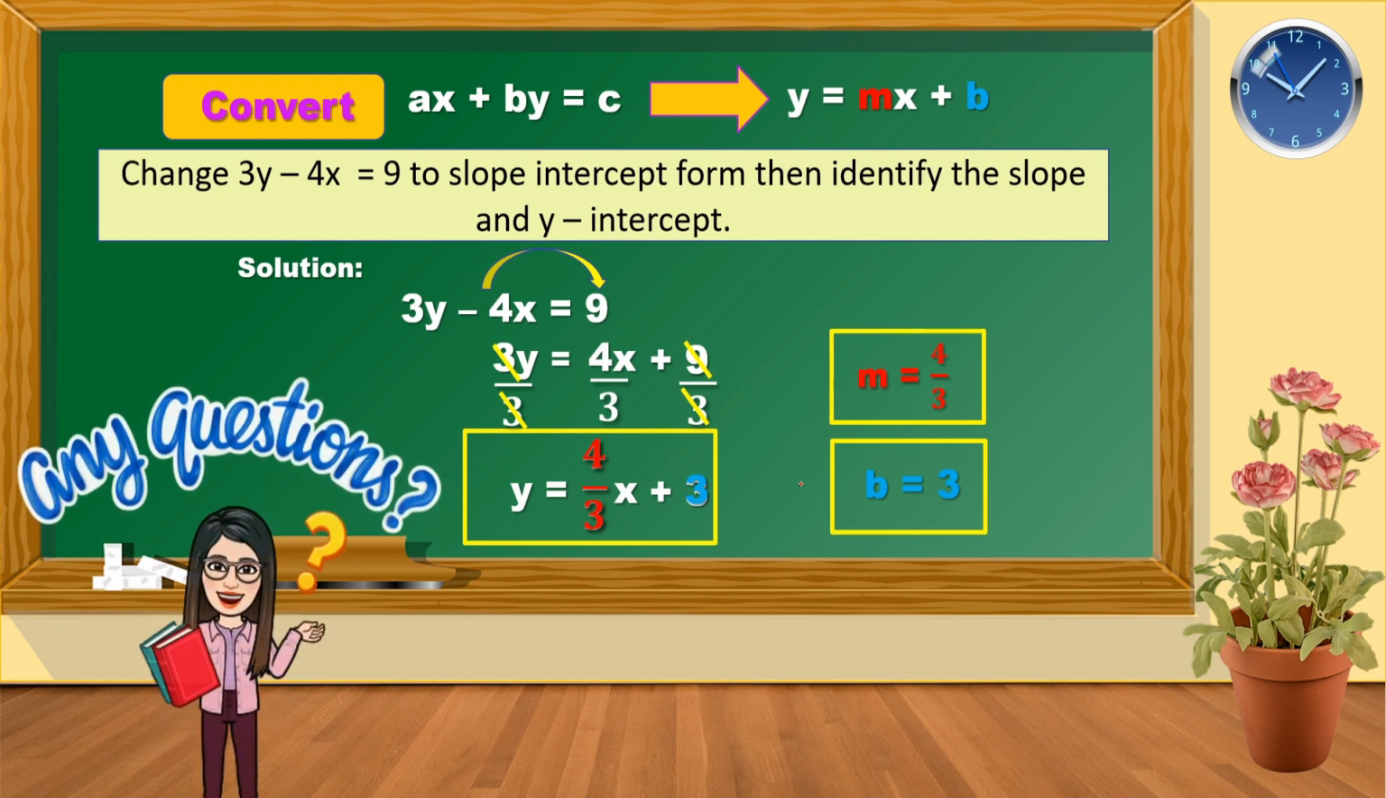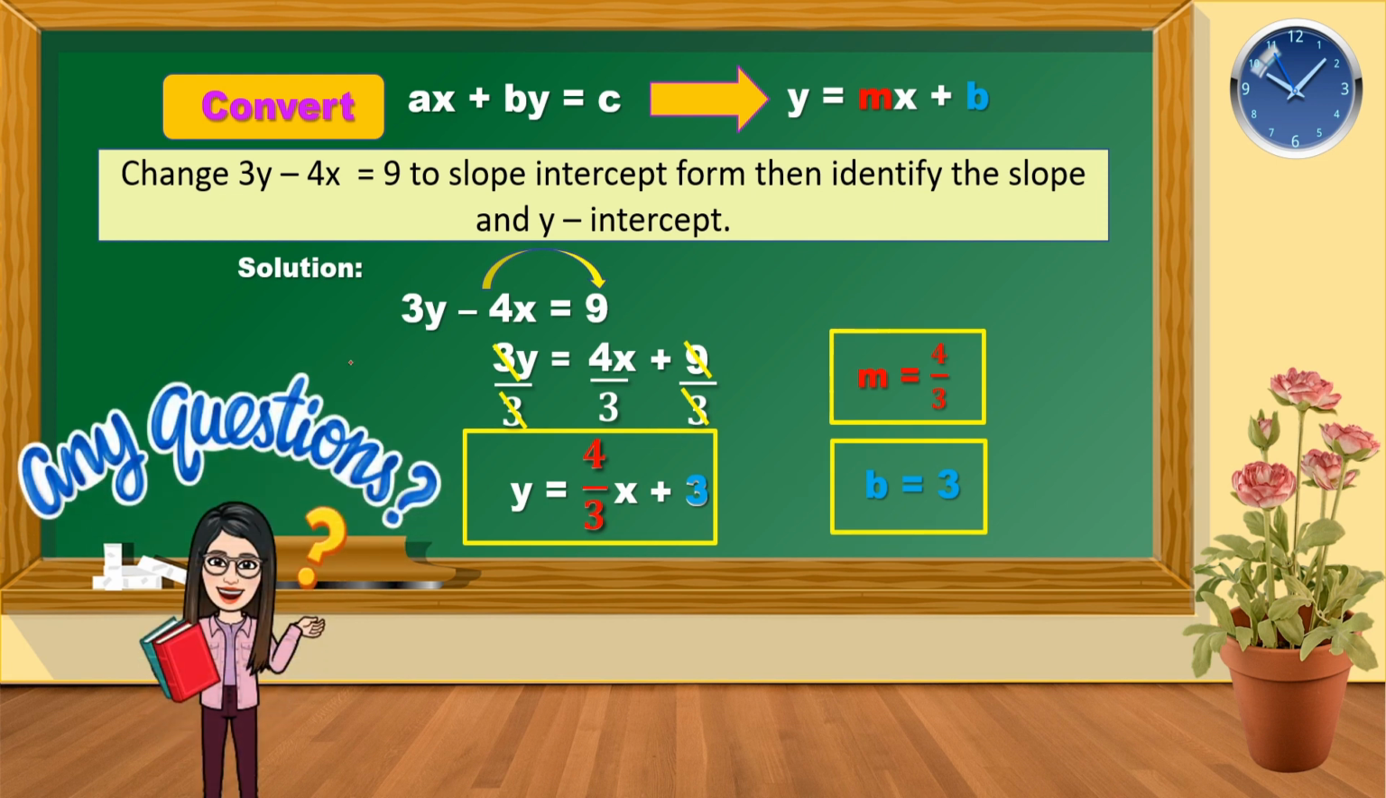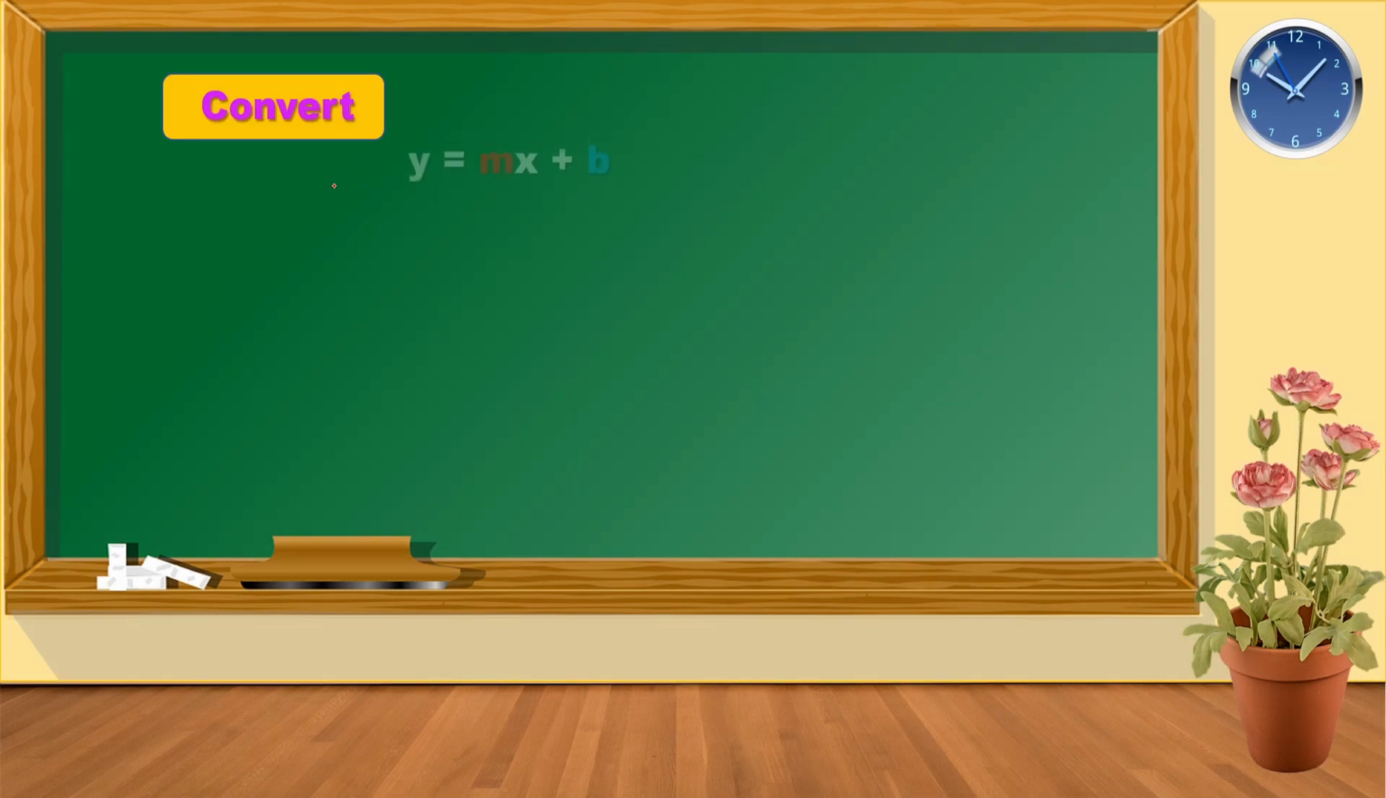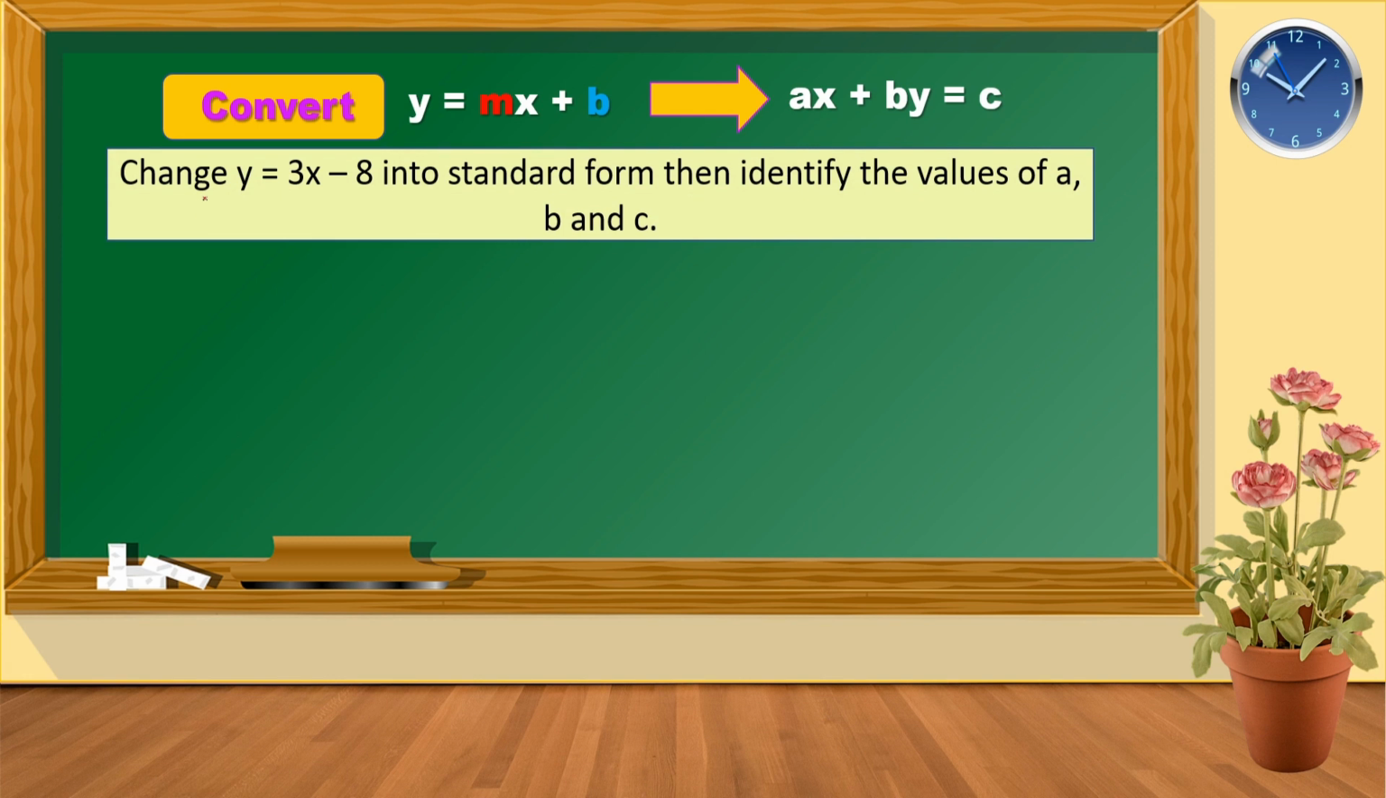Okay, any questions? Okay, so let's now move on to another one. Convert y is equal to mx plus b into ax plus by is equal to c. So, this time, we reversed the given. So how do we convert slope-intercept form into standard form? Let's have an example. Change y equals 3x minus 8 into standard form, then identify the values of a, b, and c. Okay, so let's solve.